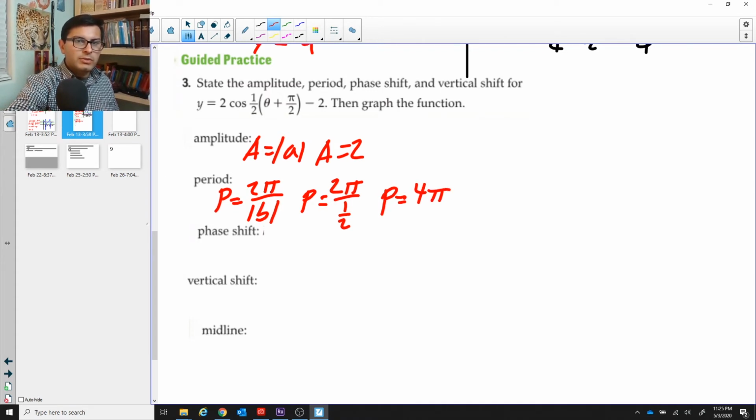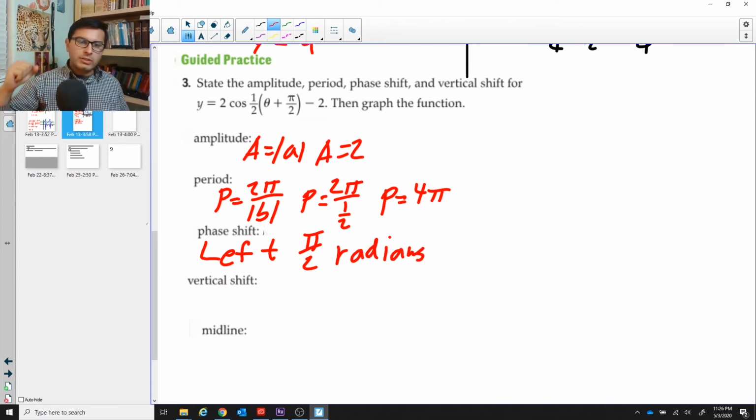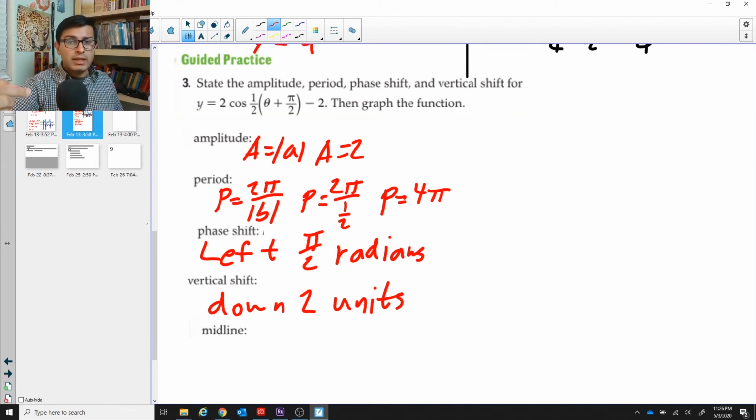Our phase shift is represented by our plus pi over 2 on the inside of the parentheses. That means that we are going to go to the left pi over 2 units, or in this case, radians. Vertical shift is represented by our minus 2, which means that we're going to be going down 2 units, which means our midline is going to start at -2. So we would say y equals -2. We have everything necessary to graph.